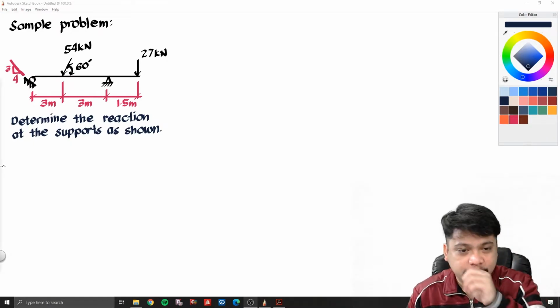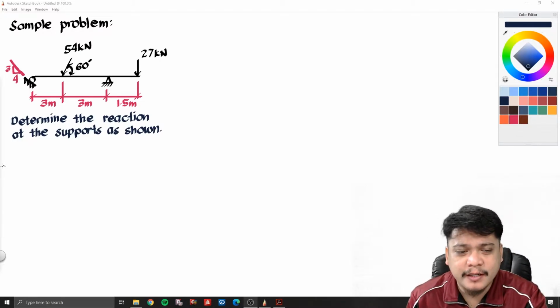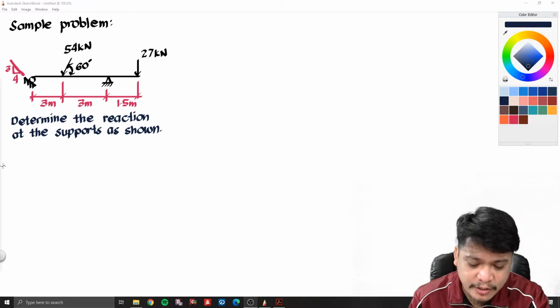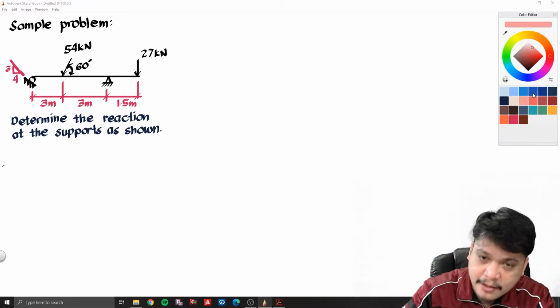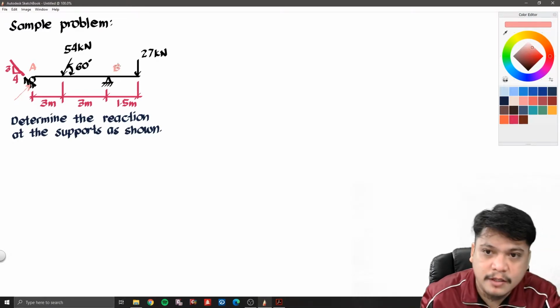Okay, so let's have the sample problem. So ito is on statics, ganun lang din naman. Okay, so yung degree of static indeterminacy nito, bilangin natin. So dito meron ako ditong reaction. So I have here the reaction. So I will call that as point A, and then we will call it as point B.